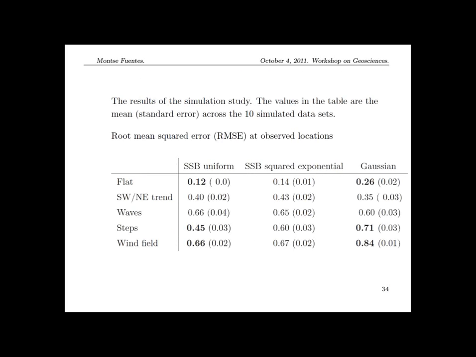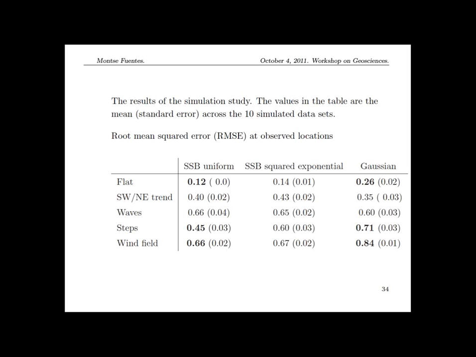So we compare the performance on a completely flat surface, no mean, nothing changes, versus the trend surface that we have seen first, the waves, the steps, and what simulates the type of surface that you have for wind fields. We generate those types of surfaces 10 different times and calculate the error. We compare the prediction that we get from the standard Gaussian stationary stochastic component with our spatial stick-breaking model using a uniform kernel, and other types of kernels, here square exponential.